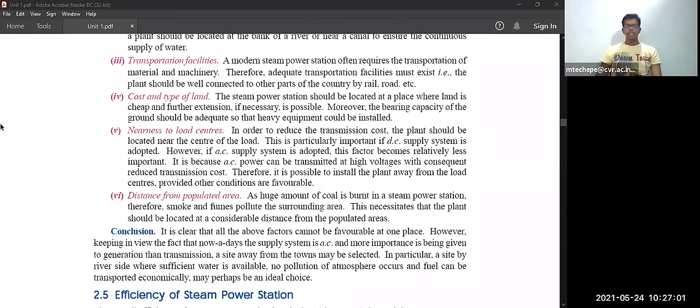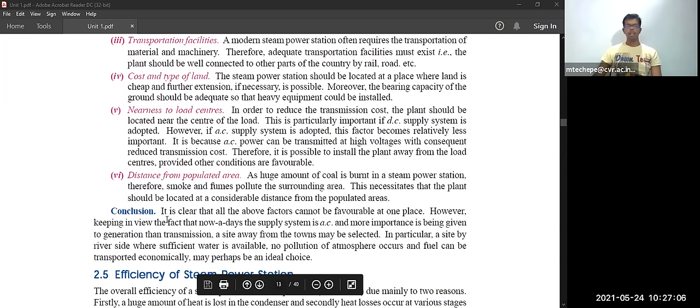So it is clear from the above factors that it cannot be favorable at one place. However, keeping in view that nowadays the supply system is AC, and more importance is given to generation than transmission, a site away from towns, away from populated areas, towns or cities may be selected. A particular site by a riverside where sufficient water is available, and no pollution of the atmosphere occurs.